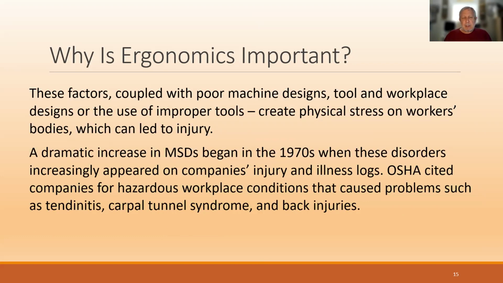A dramatic increase in musculoskeletal disorders began in the 1970s, when these disorders increasingly appeared on companies' injuries and illness logs. OSHA cited companies for hazardous workplace conditions that cause problems such as tendinitis, carpal tunnel syndrome, and back injuries. And as you know, there's no OSHA standard. So what did they cite them under when they did? You got it, the 5(a)(1), or the General Duty Clause.